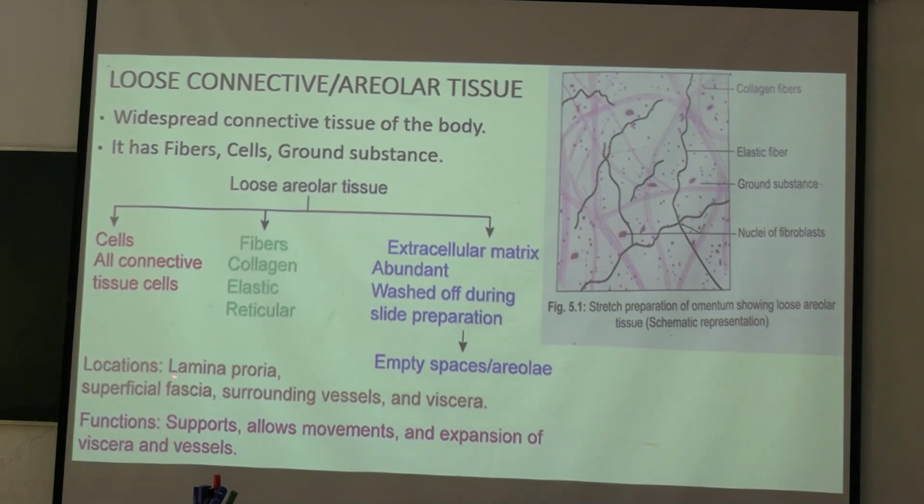So the location is the lamina propria of the mucosa, the mucosa of the intestine. Also the superficial fascia, surrounding vessels and in different viscera. This is the location of loose areolar connective tissue. Function: it supports, and allows movement and expansion of viscera and vessels. This is the function of loose areolar connective tissue.